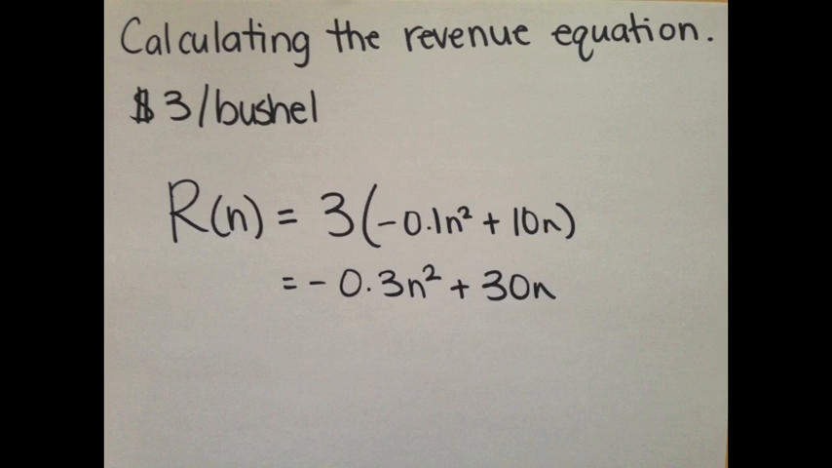Let's start off by finding our revenue equation. To find revenue, it's price times number of units. Our price is $3 per bushel, and our number of units is given to us in our original equation, negative 0.1 n squared plus 10n. So now that we have both, we multiply them together, which gives us negative 0.1 n squared plus 10n, all multiplied by 3. The next step would be to distribute the 3, which would give us our final revenue equation, which is negative 0.3 n squared plus 30n.